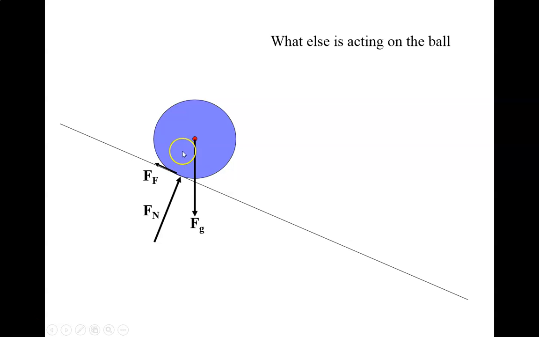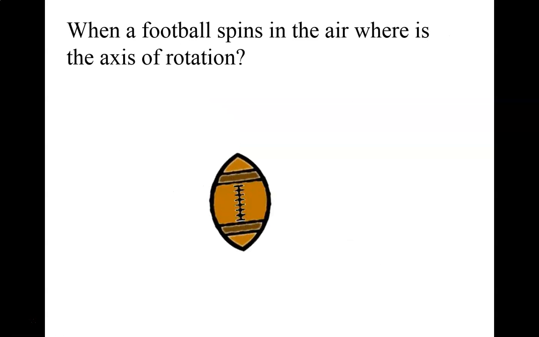So if there was no friction, the ball would just slide down the hill without rotating. It would still accelerate, okay, but it would not rotate. And that makes enough sense probably. If there was no friction, it wouldn't rotate.